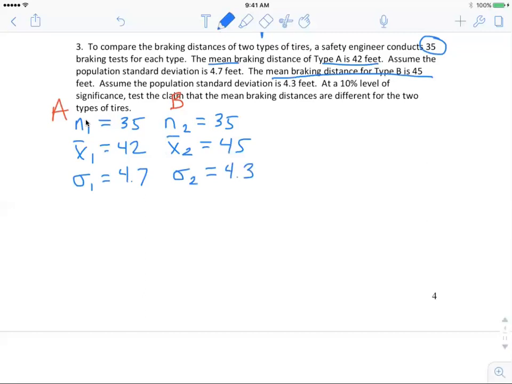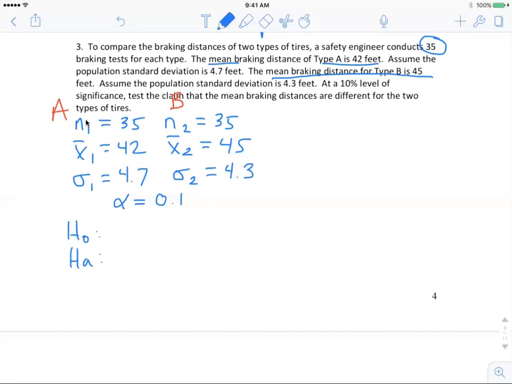Okay, and then the only other number is that 10% level of significance, that's alpha. Right? Alpha is 0.1. Okay, so we haven't done any of the steps yet. I'm just writing down the variables. Now let's get into how the steps look. So my step 1 is write down the H sub 0 and H sub a.